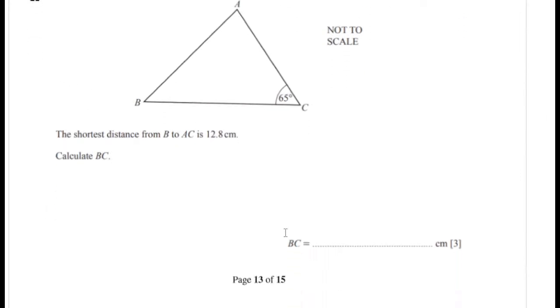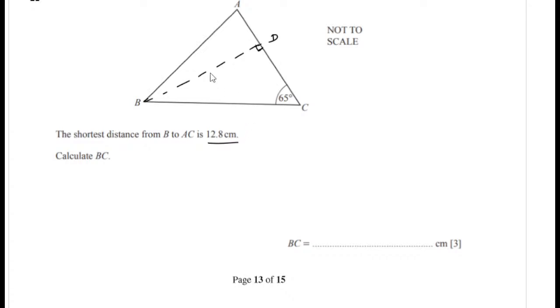Question number 21. The shortest distance from B to AC is 12.8. Calculate the BC. Okay, so this 12.8 is the shortest distance. Shortest distance means I will draw a perpendicular from here. Say it is BD. This is the shortest distance.